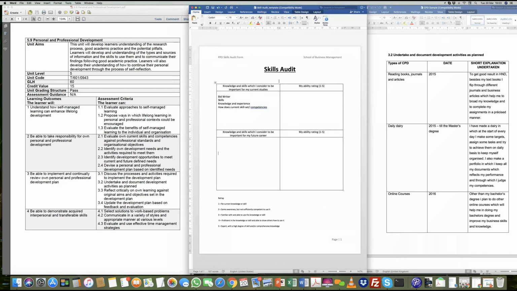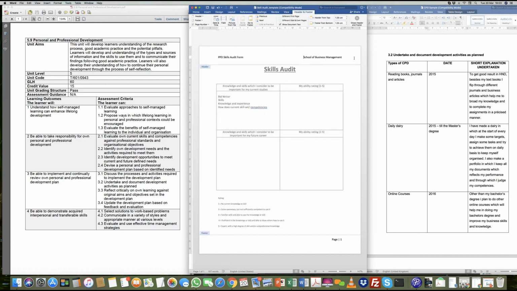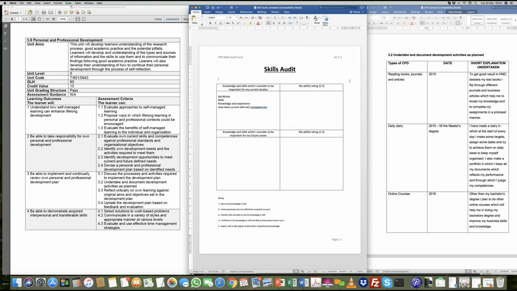The first one that we are looking at is to evaluate your own skills and competencies against professional standards or organizational goals. I think what you're looking at doing is understanding very clearly that this is your AC 2.1. So you're auditing your skills, writing down your abilities and competencies on a rating scale of 1 to 5. And then below it, you slightly elaborate with an example of some of the objectives that you want to achieve and how you would go about achieving them.